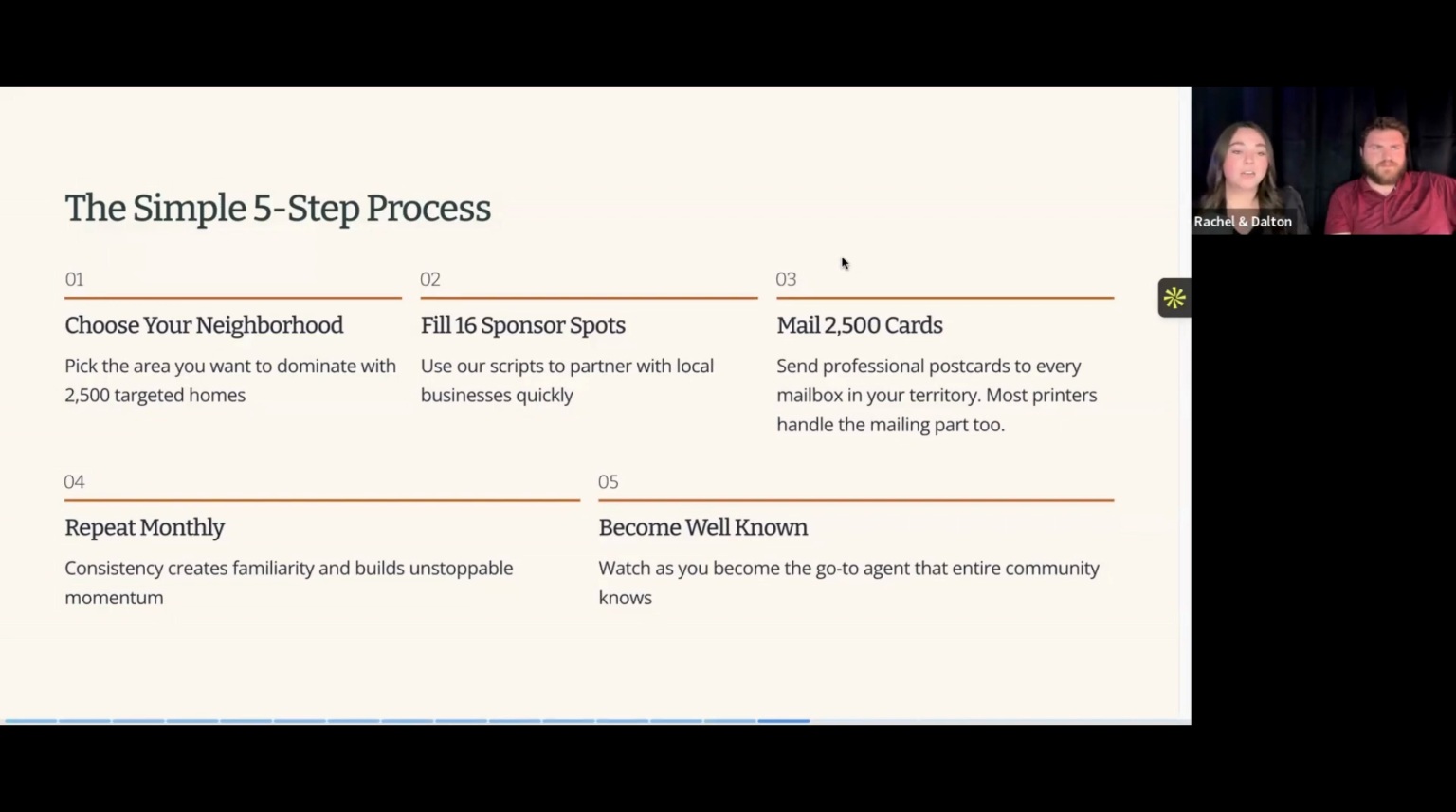And then step 4, repeat monthly, at least once a month. You don't have to, of course, but if you really want to get your name out there, make sure you're doing at least one a month, and then you're going to become well known in your area.